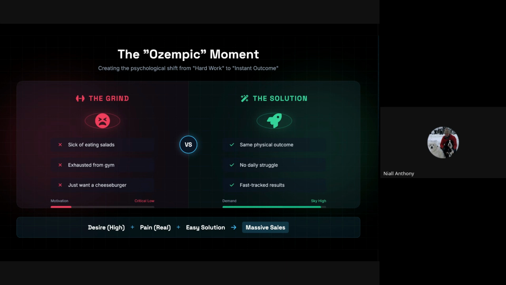Remember, they still want the outcome. They just don't want the pain anymore. They've felt the pain. They've experienced the pain. Of course, they're going to buy it. The Ozempic sales go through the roof at this point. So what you'll see is Ozempic sales will not spike January 1st. They're going to spike in February because people have felt the pain.